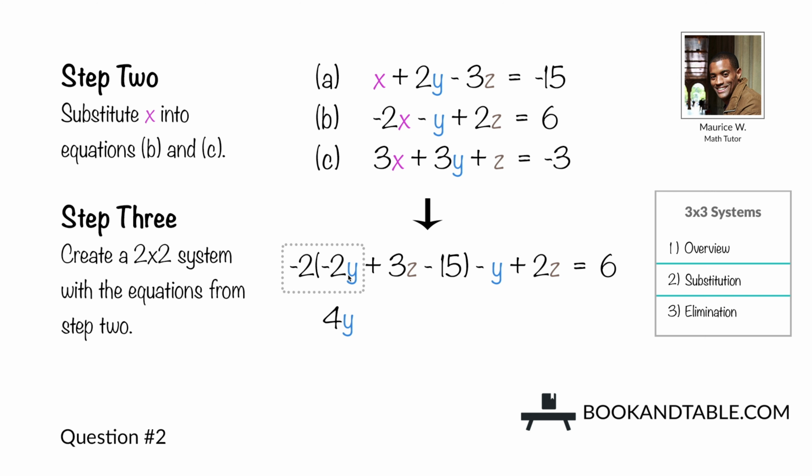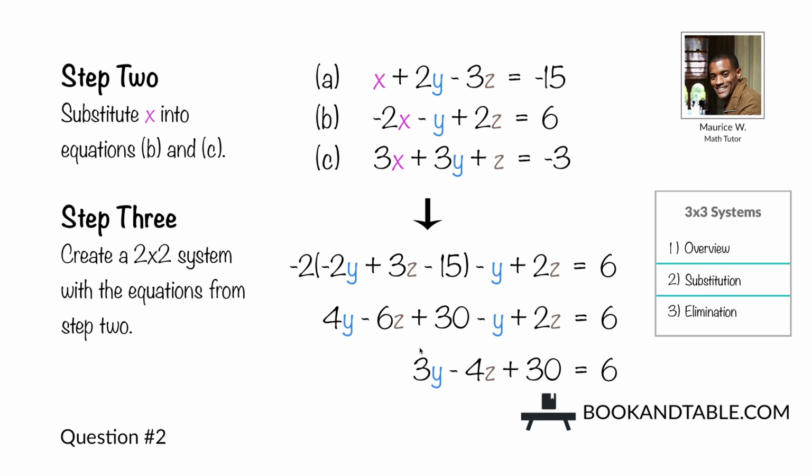We'll distribute the -2 to each of these terms inside of the parentheses, giving us negative 2 times negative 2y, which would be positive 4y. Negative 2 times positive 3z is negative 6z. And negative 2 times negative 15 is positive 30. Minus y plus 2z is equal to 6. And now we want to combine our like terms, giving us 4y minus y, which is 3y. Negative 6z plus 2z is negative 4z. Plus 30 is equal to 6.